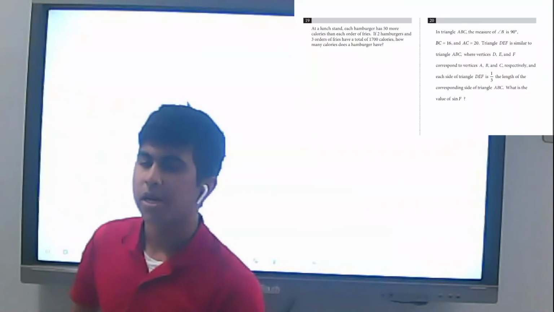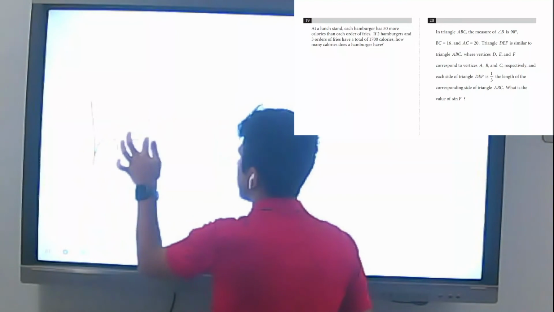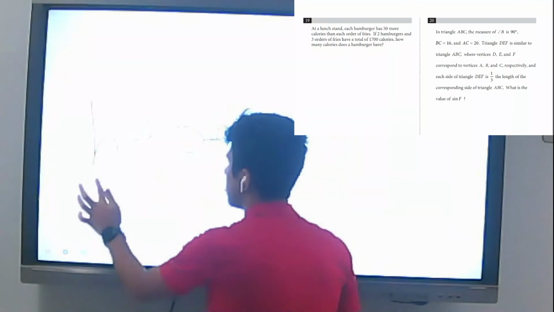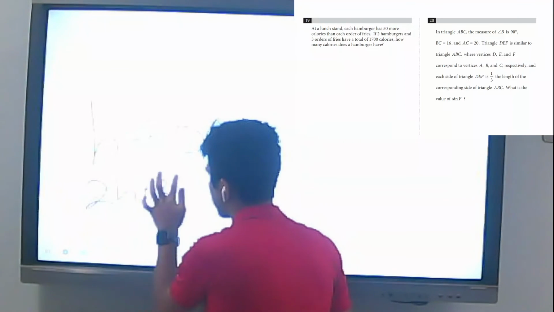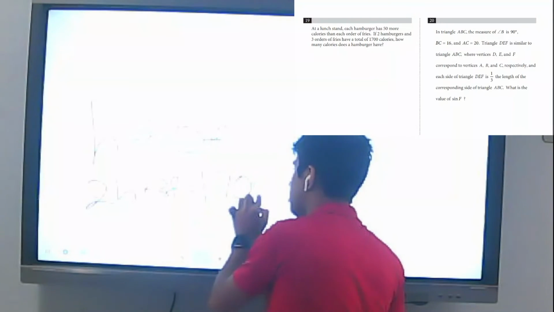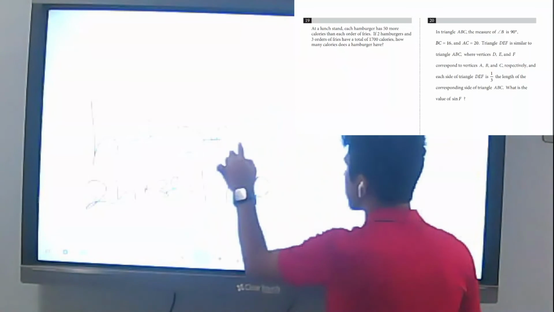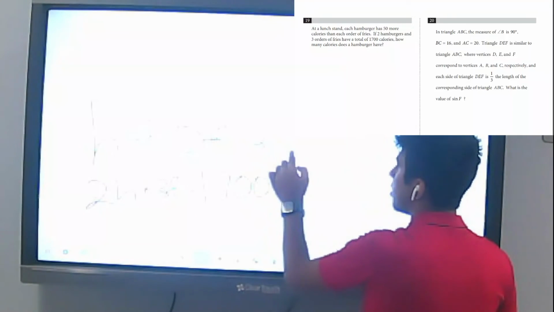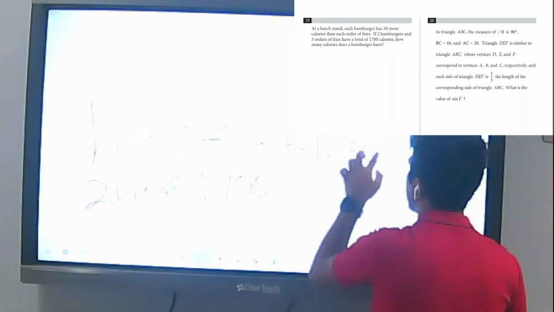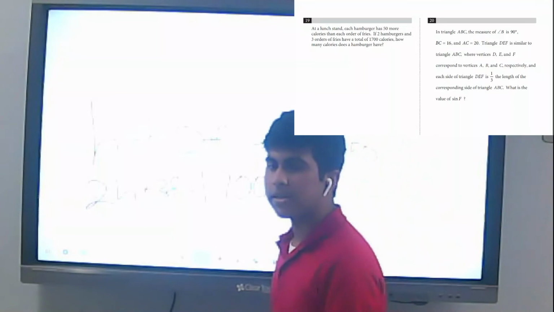At a lunch stand, each hamburger has 50 more calories than each order of fries. H is 50 more than F. If 2 hamburgers and 3 orders of fries have a total of 1,700 calories, how many calories does the hamburger have? Okay, so I have this, right? So I can make this instead F equals H minus 50.